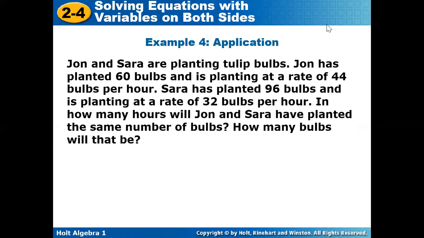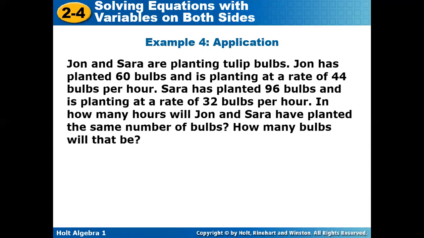All right, so now we're going to do one word problem. John and Sarah are planting tulip bulbs. John has planted 60 bulbs and is planting at a rate of 44 bulbs per hour. Sarah has planted 96 bulbs and is planting at a rate of 32 bulbs per hour. In how many hours will John and Sarah have planted the same number of bulbs? And how many bulbs will that be?